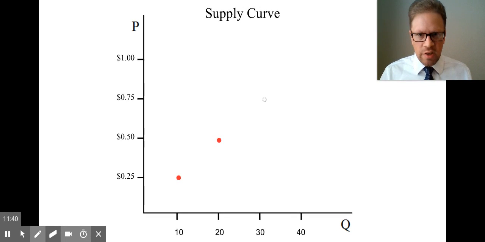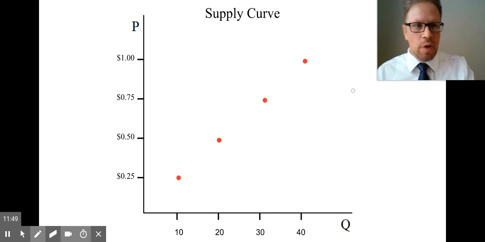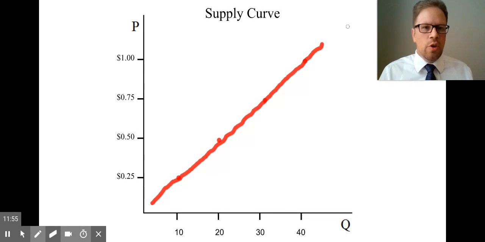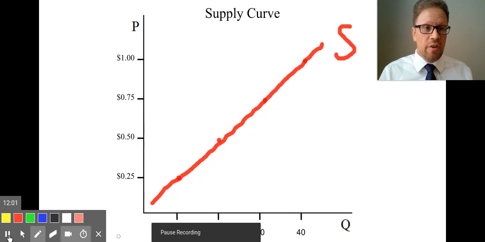Raise that price to 75 cents, they're willing to produce about 30. Raise that price again to $1, now they're willing to produce about 40. And then our last step is, as Pee Wee says, connect the dots. We have one more step we need to do. We need to tell people what curve this is. S for supply. That is a supply curve.